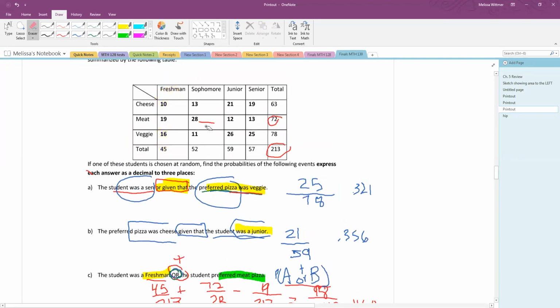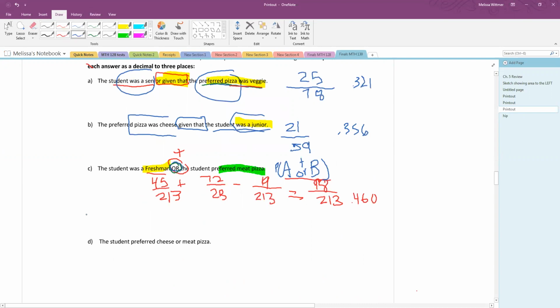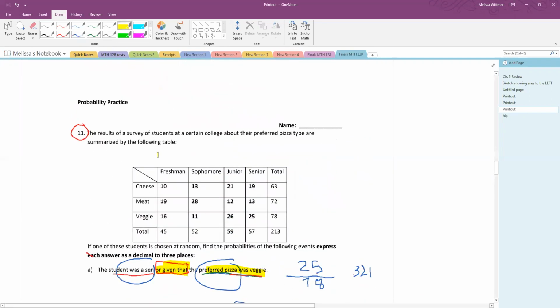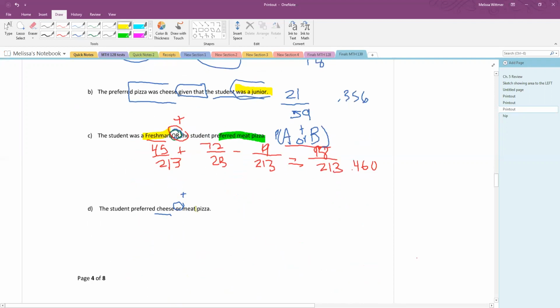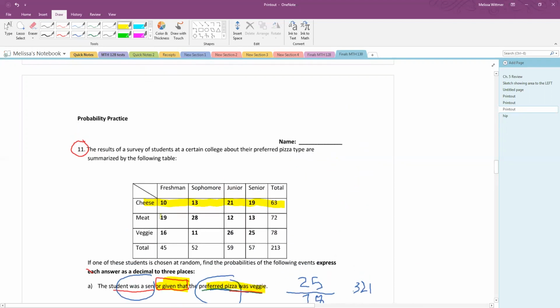Given that is a conditional probability, so if you see that phrase, you've got to restrict your table. Okay, part D, what's the probability that the student preferred cheese or meat pizza? Notice we have that word "or" in there again, so it's adding. Cheese is first, so cheese is the row. And then meat pizza is second, so meat pizza is this row.